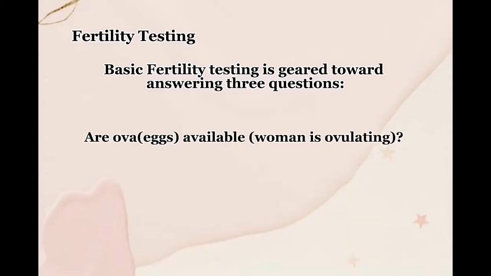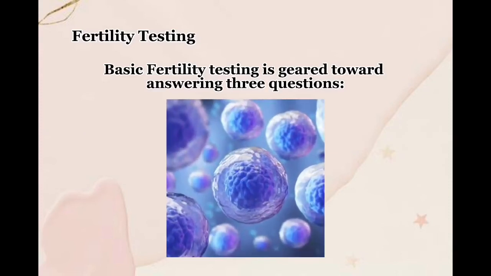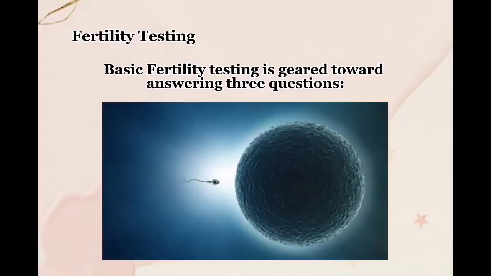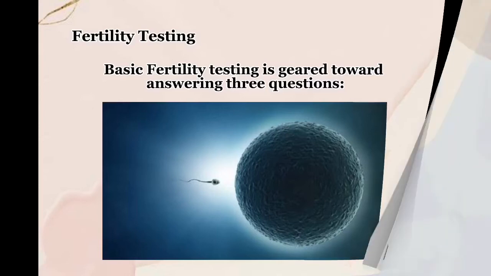So next is, are ova or eggs available, or is the woman ovulating? So dito, titingnan natin if nag-ovulate yung woman or makakapag-produce or capable siya to produce egg cell. And last, is it capable for the sperm and egg to mate in a receptive environment? Kailangan din nating malaman if capable ba yung sperm and egg cell na mag-meet in the right place, which is sa fallopian tube sila nagmi-meet for them to fertilize.